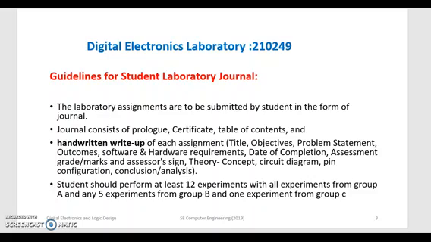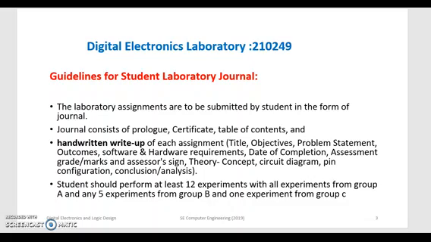Now for this digital electronics lab, students have to prepare a journal. The journal will consist of the laboratory assignments. In that journal, we are going to write down each and every assignment. The assignment will be in handwritten format, and each assignment will consist of the title of assignment, objective, problem statement, outcomes, hardware and software requirements, date of completion, assessment marks, and the sign. In the theory part you are going to write down the concept, circuit diagram, pin configuration, and conclusion.